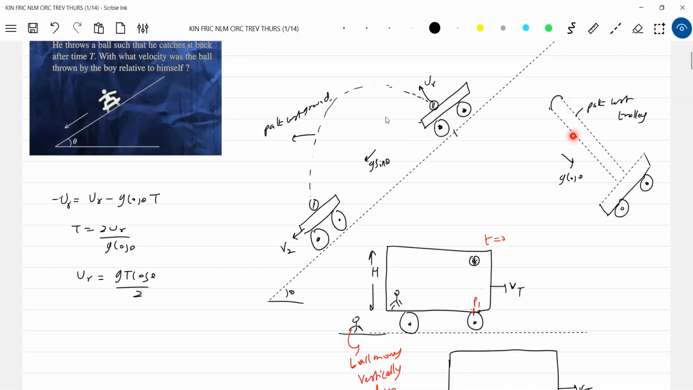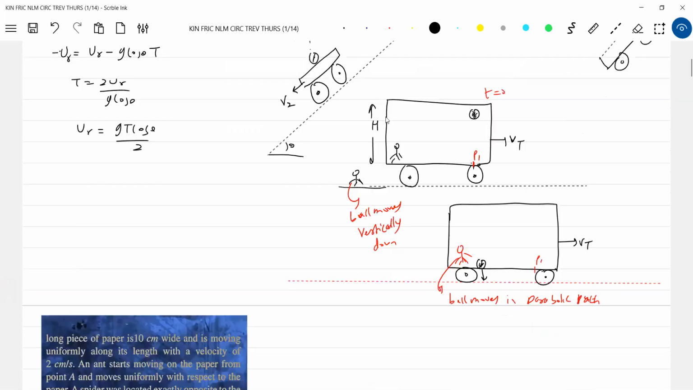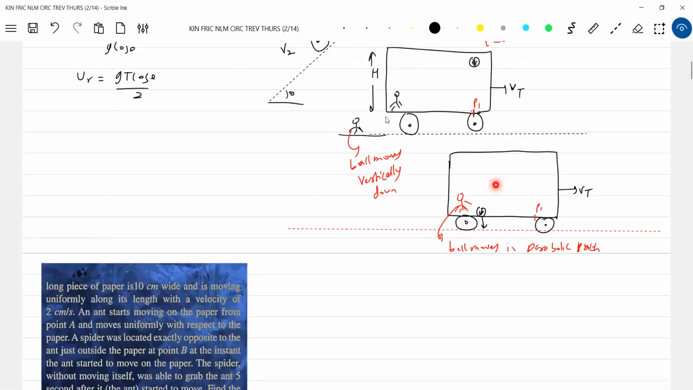I just brought two things in here: in the trolley frame, ascending, descending; in the ground frame, parabolic. Here, what will happen in the ground frame? It will be just vertically down. In the trolley frame it will be parabolic. So based on the situation, we have to conclude here. You can't generalize every problem. Okay, agreed?